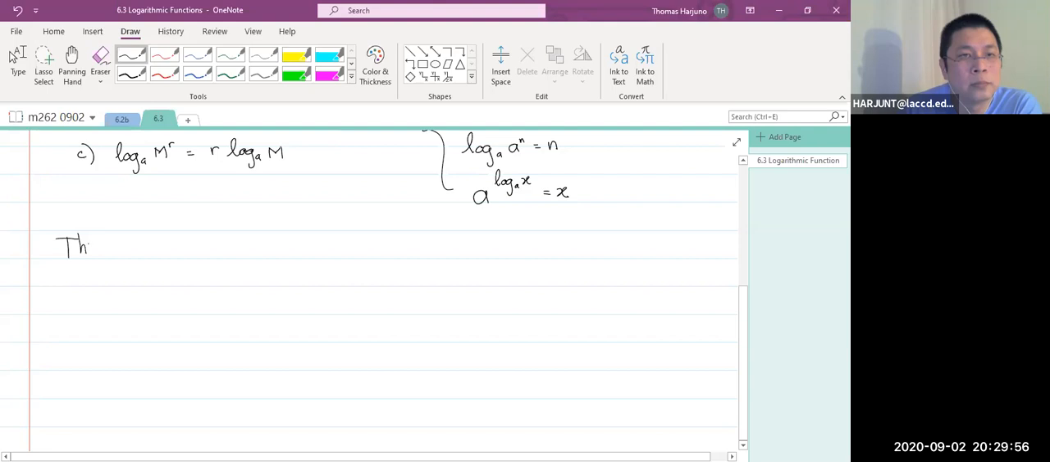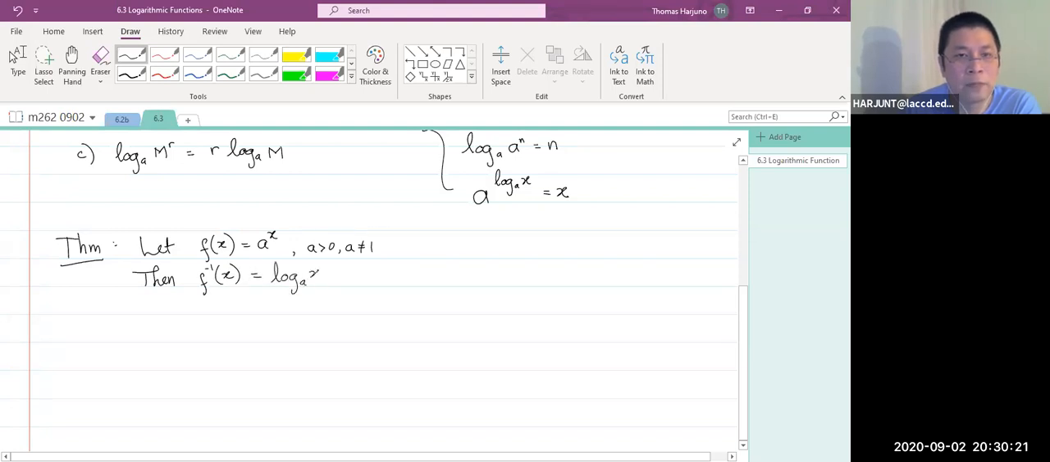Theorem: let f(x) equals a to the x, where a is positive and not 1. Then the inverse function of f(x) will be log base a of x. The proof is actually quite simple. It's the consequence that you need to be aware of.